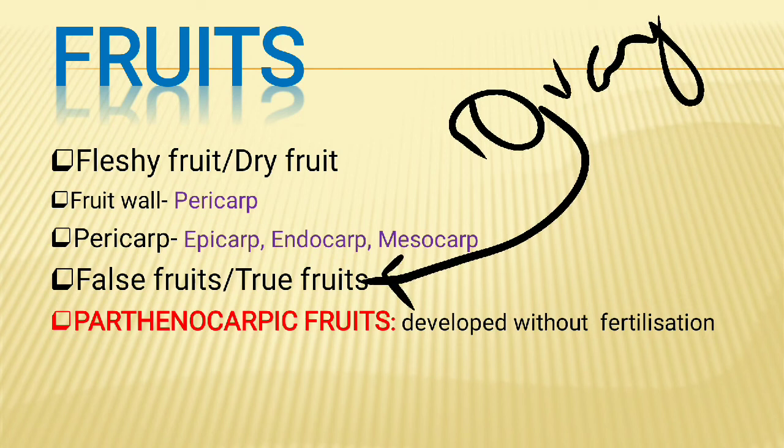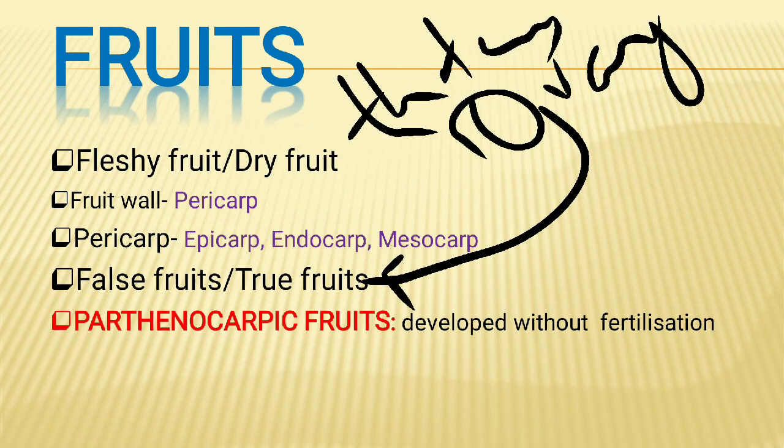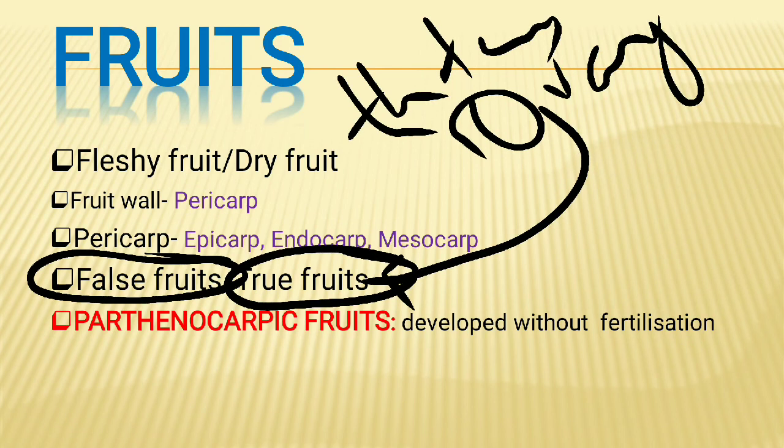If the fruits are formed from the thalamus and other structures of the flower like petals and sepals, other than the ovary, then such fruits are called false fruits. The example for false fruits is apple. For true fruits, you can give mango as an example. So now you understood the difference: true fruits are formed by the ovary itself, and false fruits are formed typically from the thalamus and other parts of the flower.